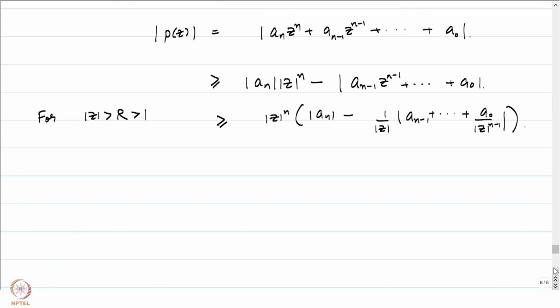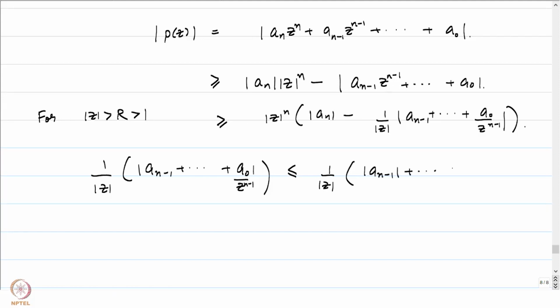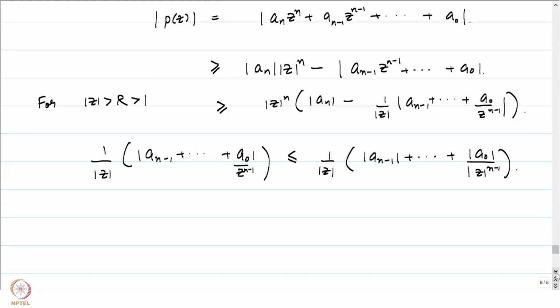Let's now focus on the second term. The second term is 1 by mod z into mod of a n minus 1 plus all the way up to mod a0 by z. There is no mod necessary inside. Here again, this is less than or equal to 1 by mod z times mod of a n minus 1 plus all the way up to mod of a0 by mod z to the power n minus 1, by the very simple straightforward triangle inequality.